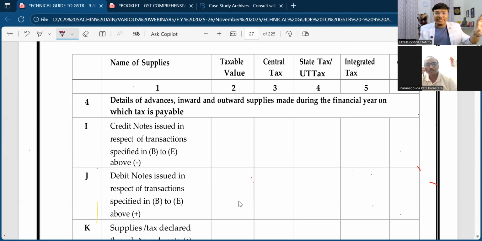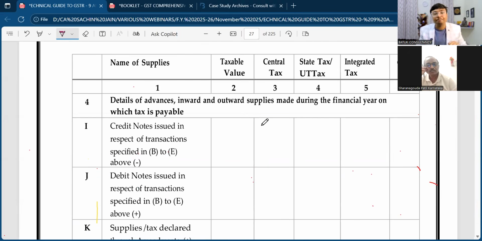Yes, rent as RCM related to October 2024 till 31st March 2025. If you have paid in the subsequent financial year, you can report it in your GSTR-9, not an issue. We'll share how you need to show it and where you need to show it. Okay.